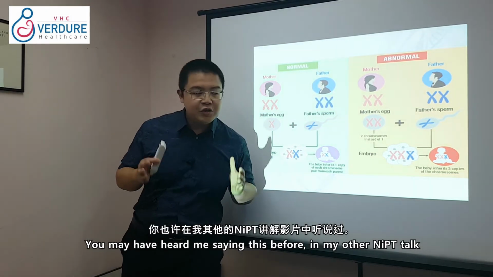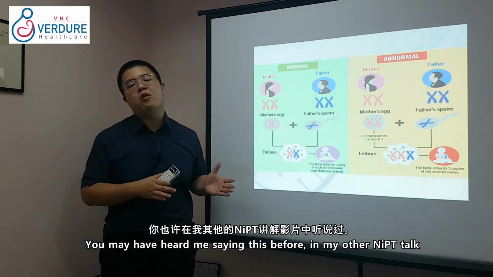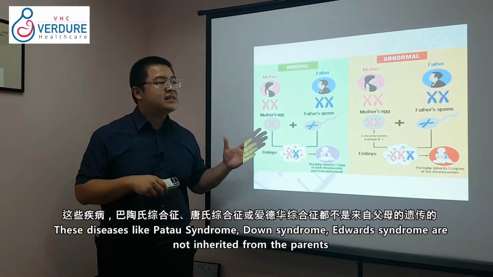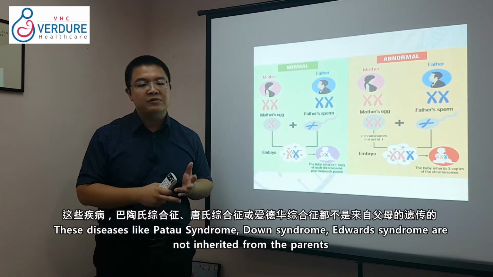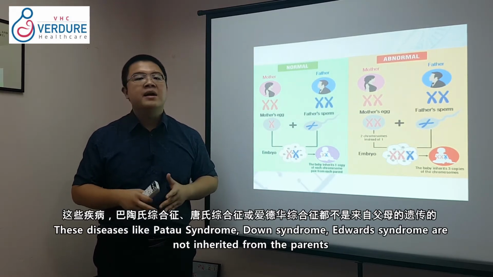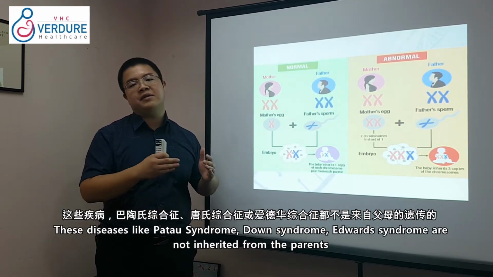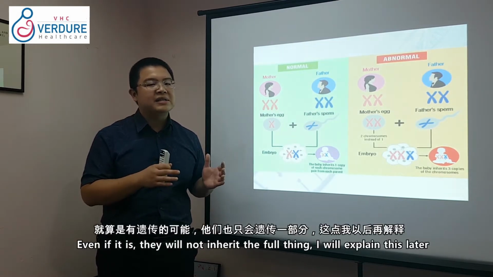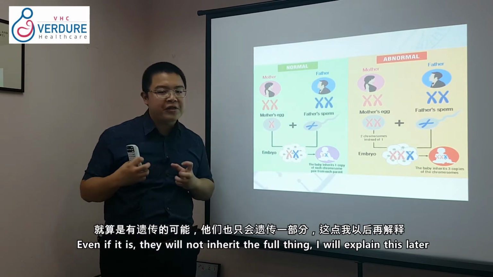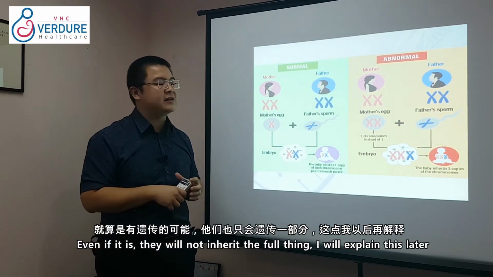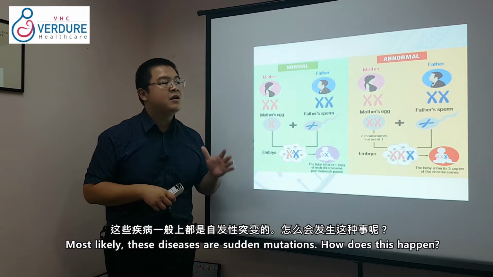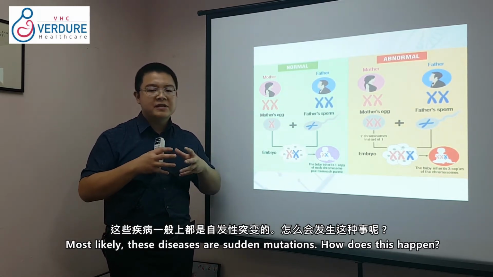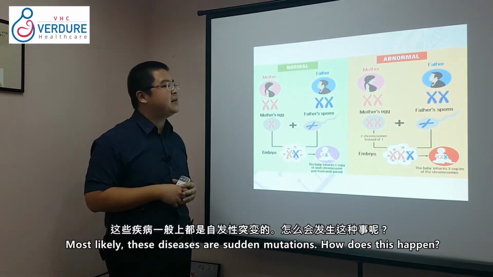As you might have heard me say before, especially in the other NIPT talks, diseases like Patau syndrome, Down syndrome, Edwards syndrome are not inherited from the parents. Even if it is inherited, they might not inherit the full thing. I'll explain a bit in detail later on. But anyway, most likely, these diseases are sudden mutations. How does that even happen?